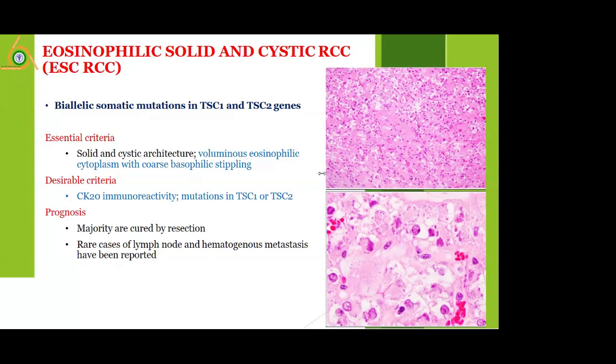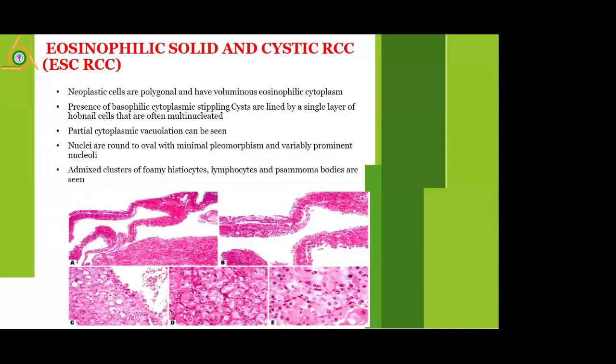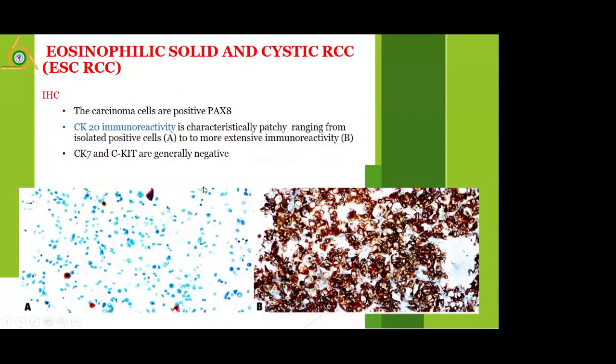It's again a tumor which has got very good prognosis, and initially it was said that it is usually seen in females. Now as the evidence has accumulated, we've also seen it happening in males. Next slide, please. Next slide. Yeah, so you can have cystic areas, you can have solid areas, you can have voluminous eosinophilic cytoplasm, basophilic stippling. Next slide. Next slide, please.